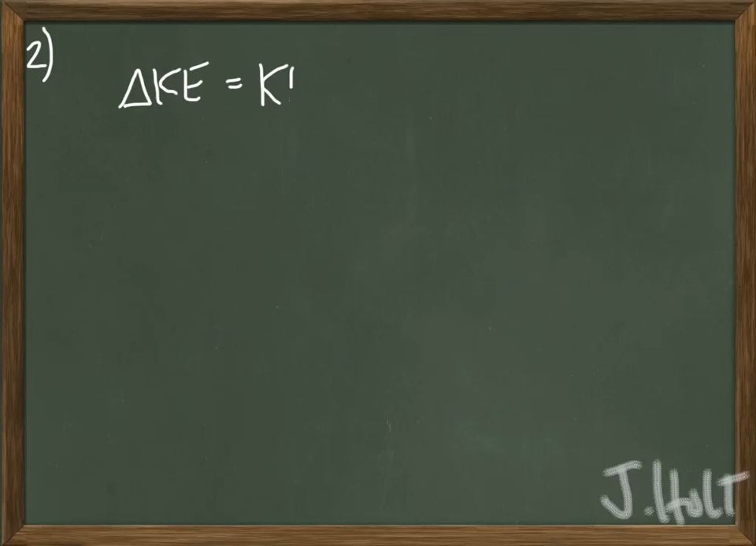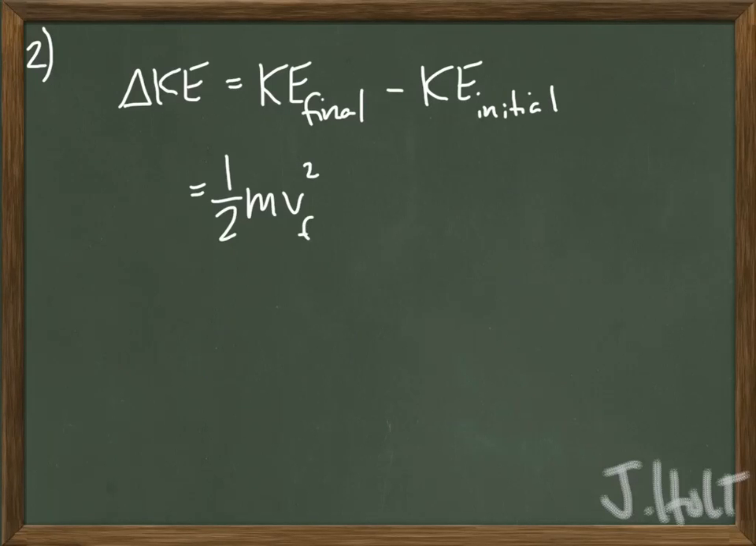Okay, number two, change in kinetic energy is going to be kinetic energy final minus kinetic energy initial. Let's take a look at the actual equations. Kinetic energy is 1/2 mv squared, so you can simply do mv squared final minus mv squared initial. The only thing that's going to change is going to be the velocity, and you can find the answer.